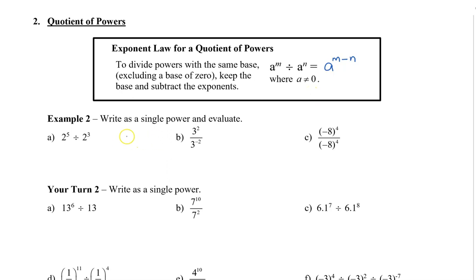So let me show you how to do this as an example with this first question here. So you have 2 to the 5 divided by 2 cubed. Now, if I write this actually in fraction form, this would look like this.